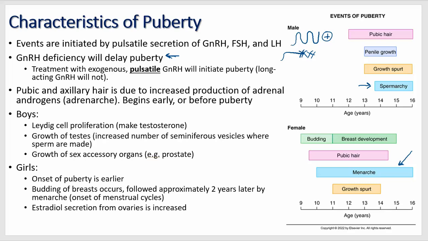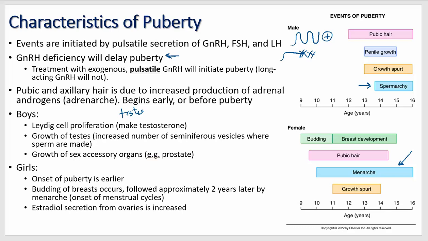All right, so pubic and axillary hair is due to increased production of adrenal androgens. Some people say that adrenarche from the adrenal gland, which increases before puberty, could be an indication that puberty will be taking place, and that's going to trigger the pubic and axillary hair. Axillary is under the arms. In boys, Leydig cell proliferation, which is where testosterone is made, happens in the testes. Also the growth of the testes, with an increased number of seminiferous tubules. We're going to look at those when we talk about sperm production, and that's where sperm are made. And growth of sex accessory organs, the prostate, and some of the other stuff that we're getting ready to look at.